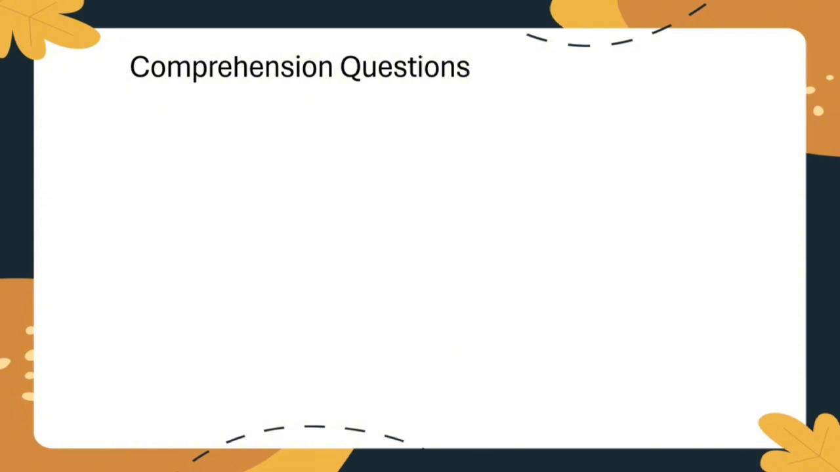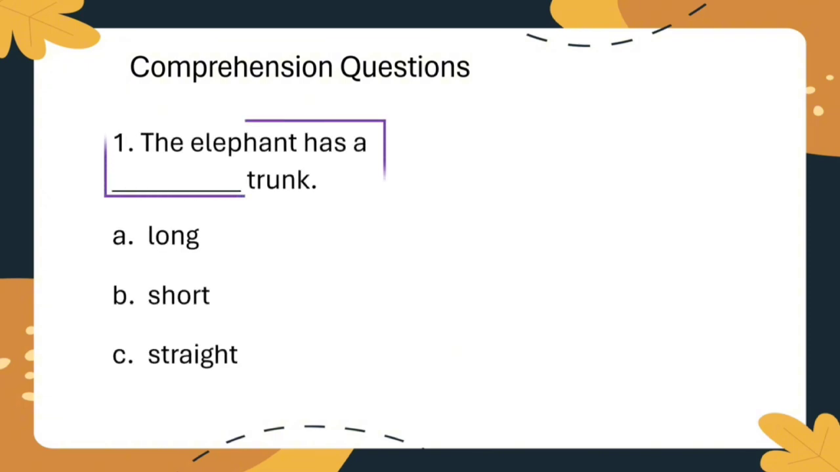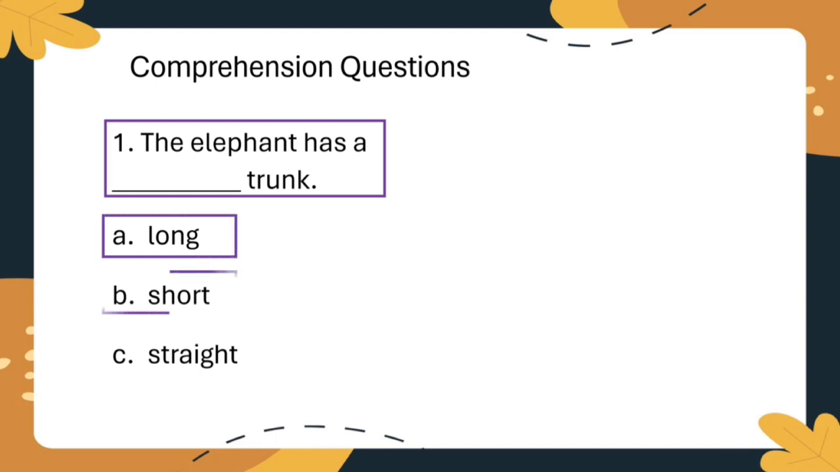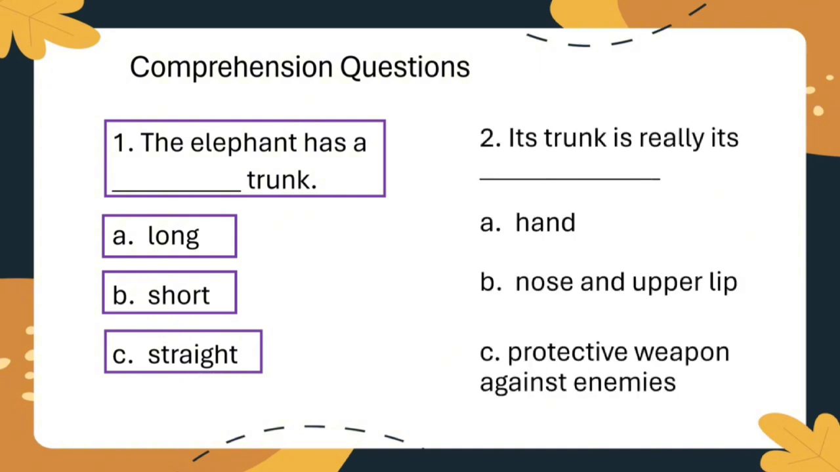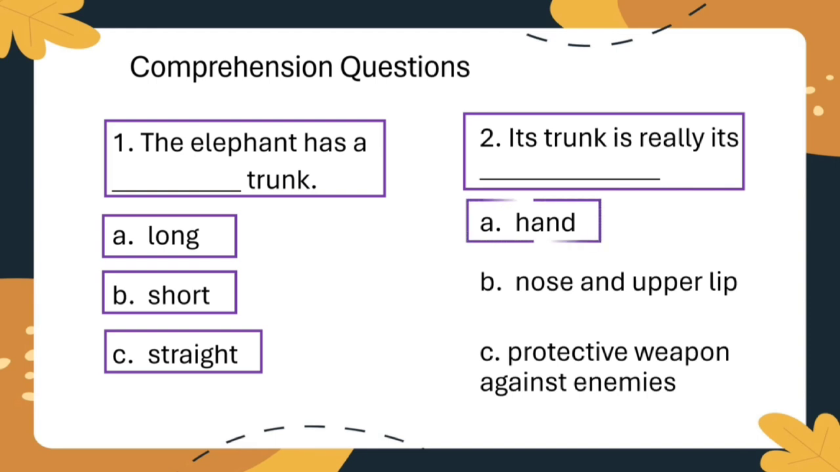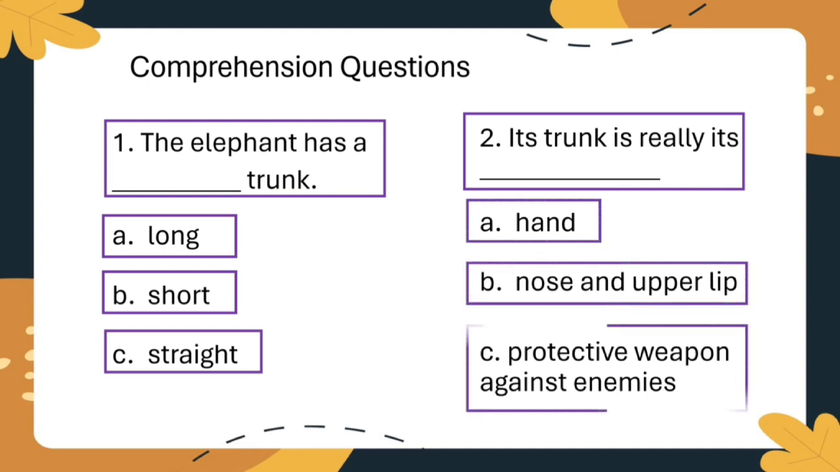Comprehension questions. Choose the letter of the correct answer. 1. The elephant has a blank trunk. A. Long. B. Short. C. Straight. 2. Its trunk is really its blank. A. Hand. B. Nose and upper lip. C. Protective weapon against enemies.